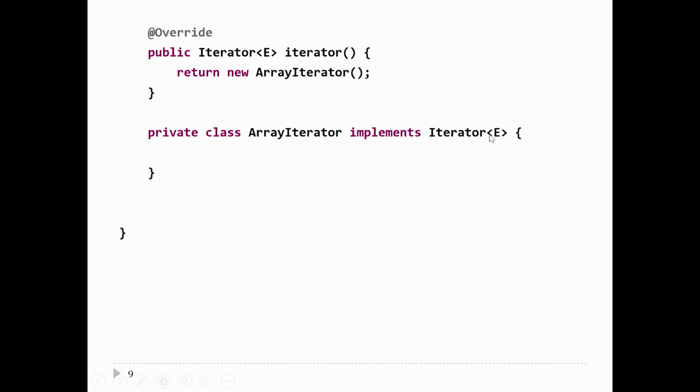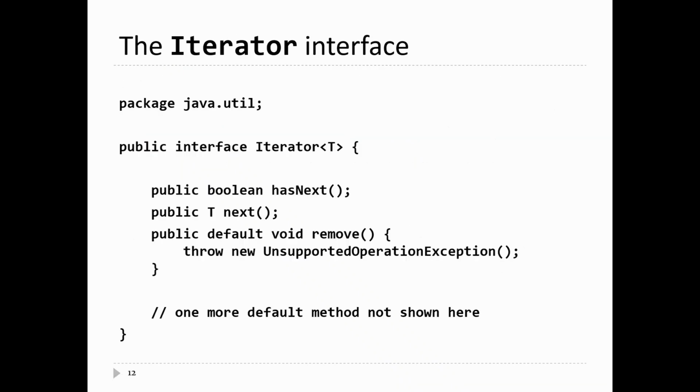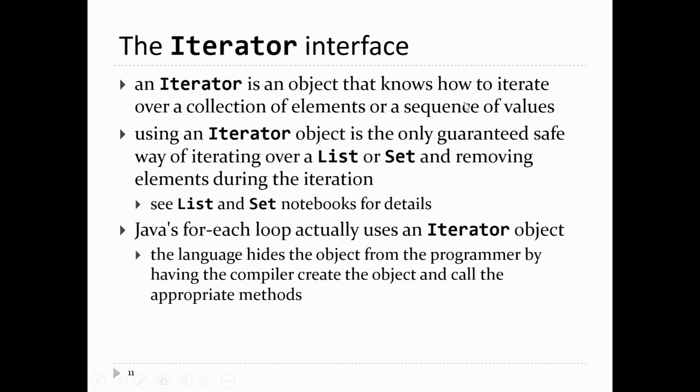The iterator implements the iterator interface. So I'm now going to review that interface because it's been a while since we've seen it, about 10 lectures. An iterator is just an object that knows how to loop over a collection or a sequence of values.